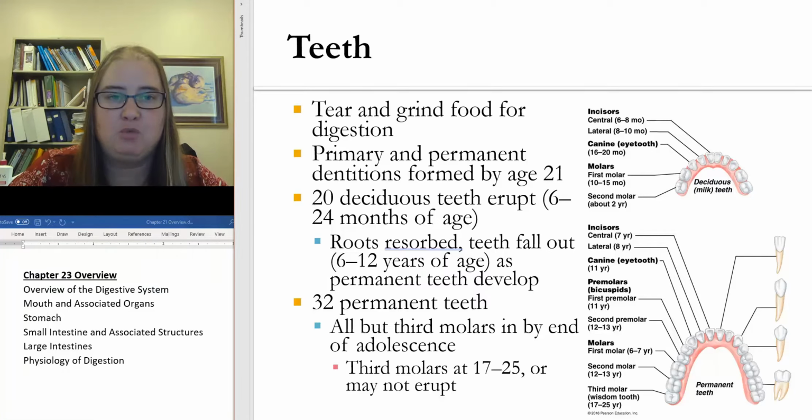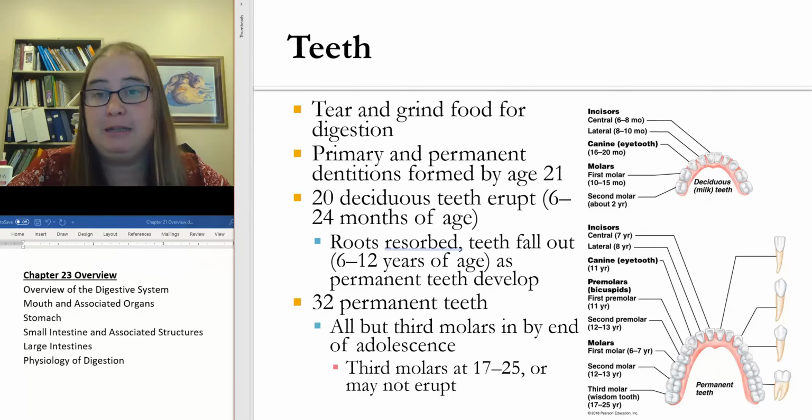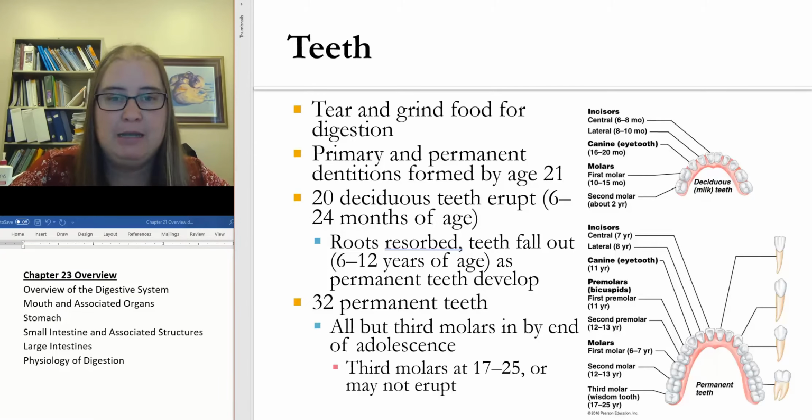Eventually, over time, these roots get absorbed, and your teeth start to fall out anywhere between the ages of 6 and 12 as your permanent teeth come in. And once your permanent teeth come in, you have about 32 permanent teeth. All but your third molar are in by the end of your teenage years, so your adolescence. Typically, the third molar, if it erupts, it will erupt between the ages of 17 and 25. This third molar is also known as your wisdom tooth. Typically, it's removed because for some reason the mouth is actually, in most people, not large enough to accommodate the third molar. So they'll remove that third molar, the wisdom teeth, so that you don't get overcrowding of your teeth.